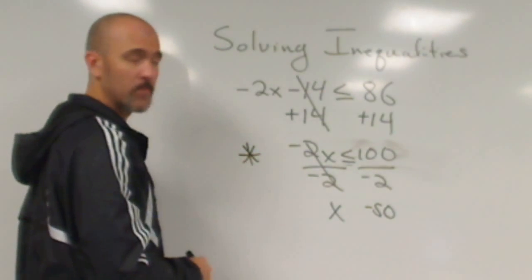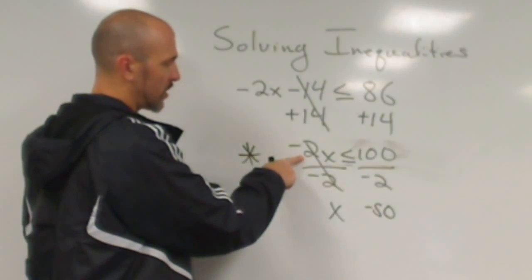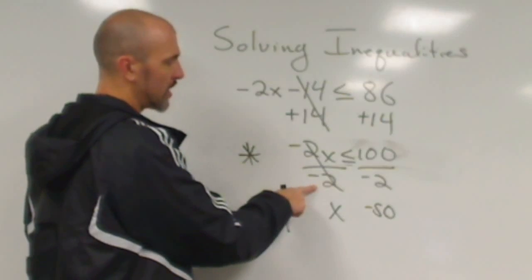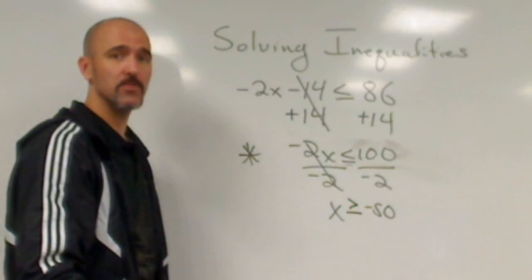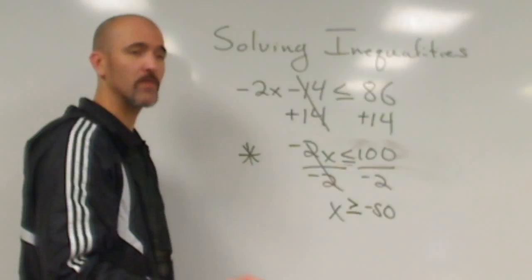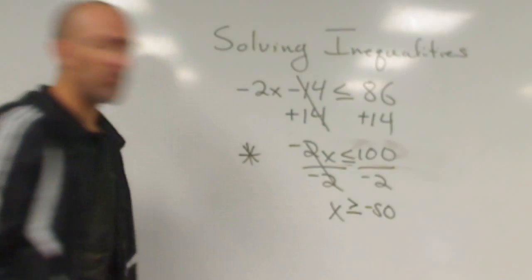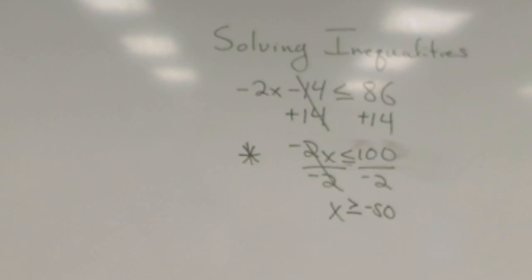This is the key right here. If you get down to a one-step equation and you're dividing or multiplying by a negative, the inequality changes direction. And that is the only difference between solving an equation and solving an inequality. Okay? So we'll do another example here.